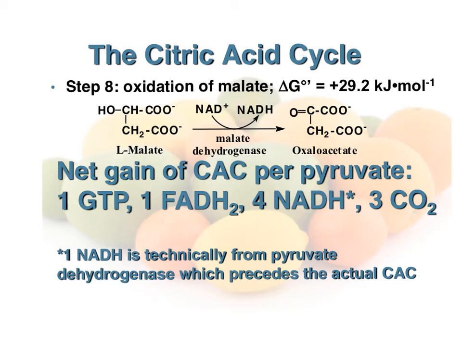So, if you add everything up, you get per round of the citric acid cycle, for every 1 pyruvate, 1 GTP, which can go on to make 1 ATP. That's why some books call it an ATP. In reality, it's a GTP directly. You get 1 FADH2. You get 4 NADHs. However, one of those came from step 0, this little asterisk. And you kick off 3 carbon dioxides.